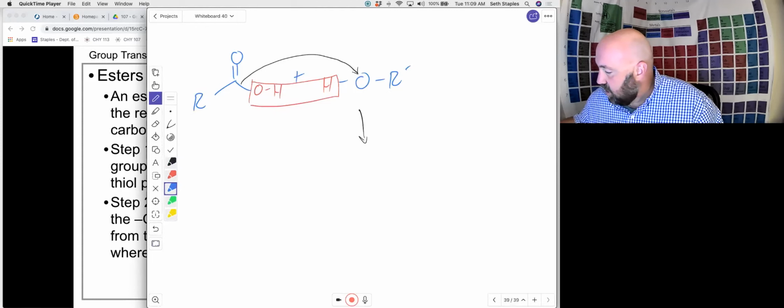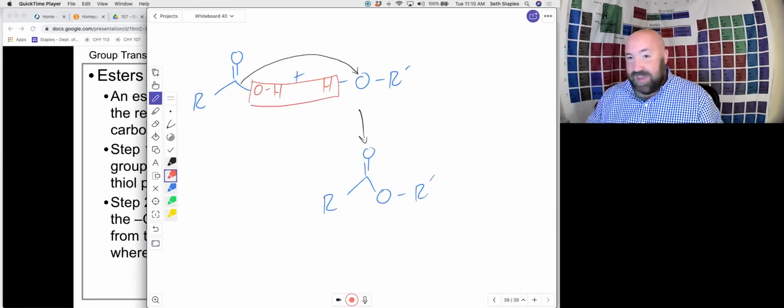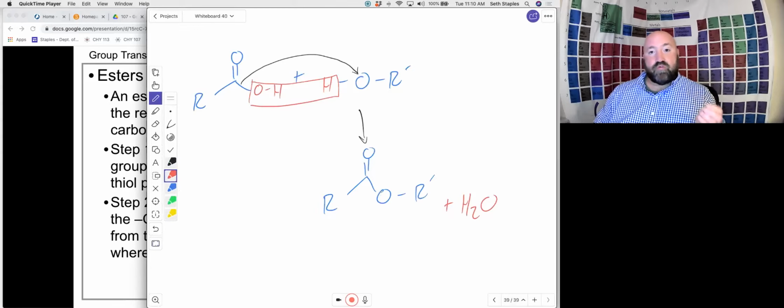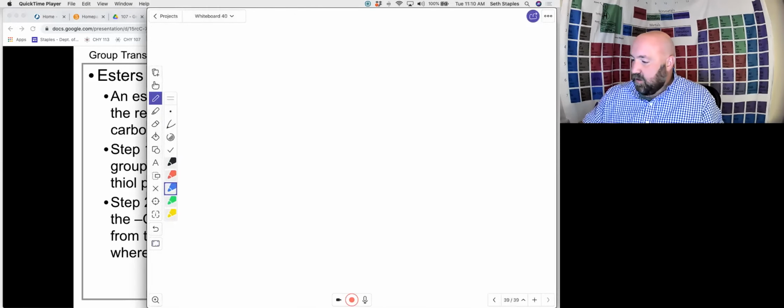And so here is our R from our carboxylic acid. The carbonyl stays the same, but now here's our new bond to the oxygen, and whatever the other R group was coming off the alcohol also comes along for the ride. And we produce water. So there's a group transfer reaction, and what I've done is I've made an ester. So here is an esterification reaction. Let's look at an actual example now with something written in for our R groups.